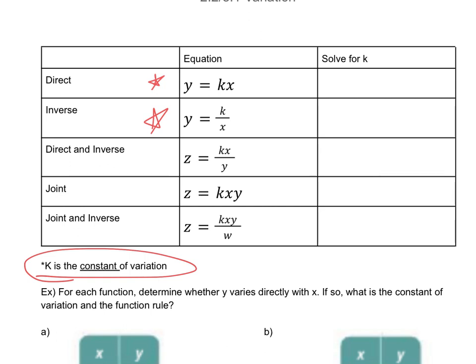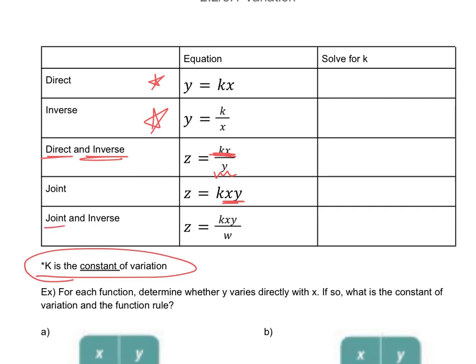Okay, so direct and inverse is when it has 2 variables in the equation. Well, I should say actually 3. So it's the direct part is the k times x, and it has an inverse, which is the divided by y. So it's putting those 2 together. Okay, joint variation. This one's not very common, but you might see it on the homework.